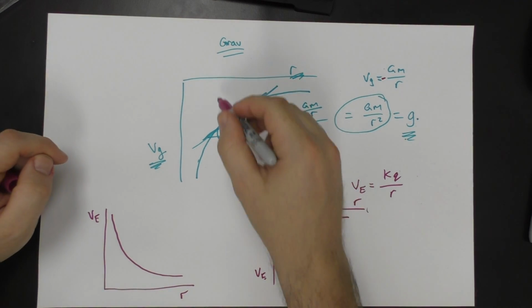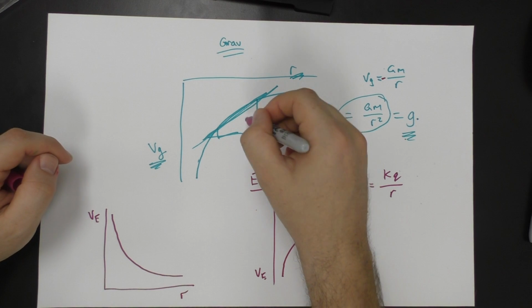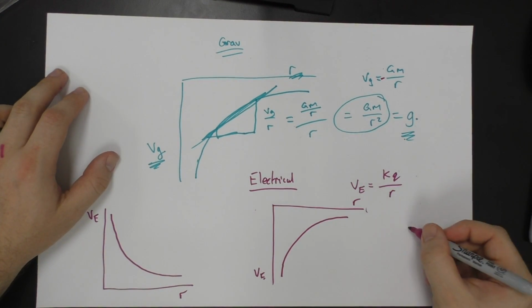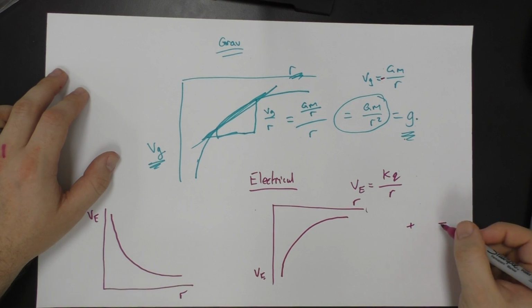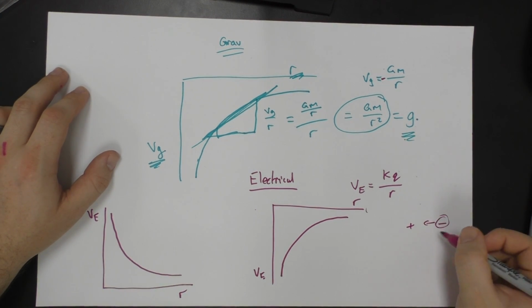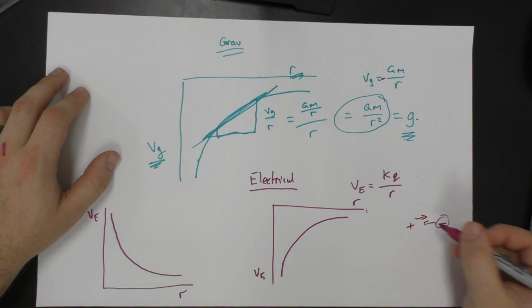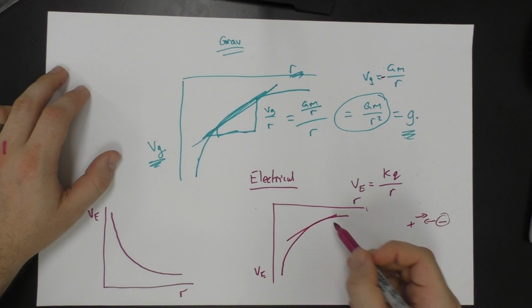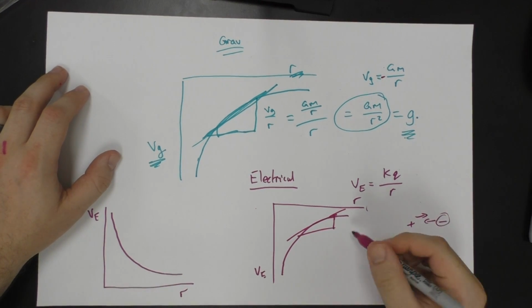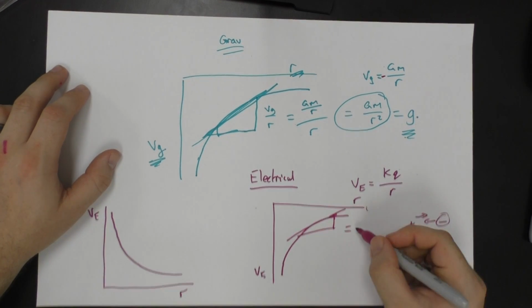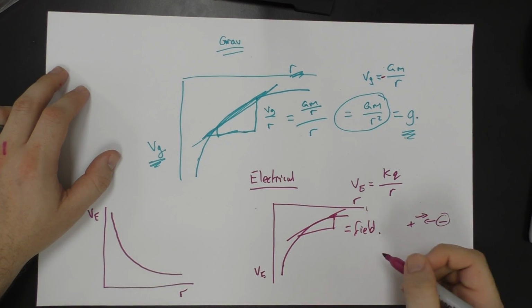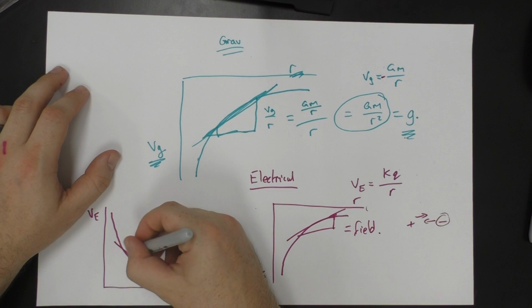Well, this is an attractive field, isn't it? Because mass acts to attract. So this is the graph that you have when you have a positive and a negative, or a negative being attracted to a positive, or a positive being attracted to a negative. This is an attractive graph. And again, the gradient of that line equals the field at that point. Really fascinating.